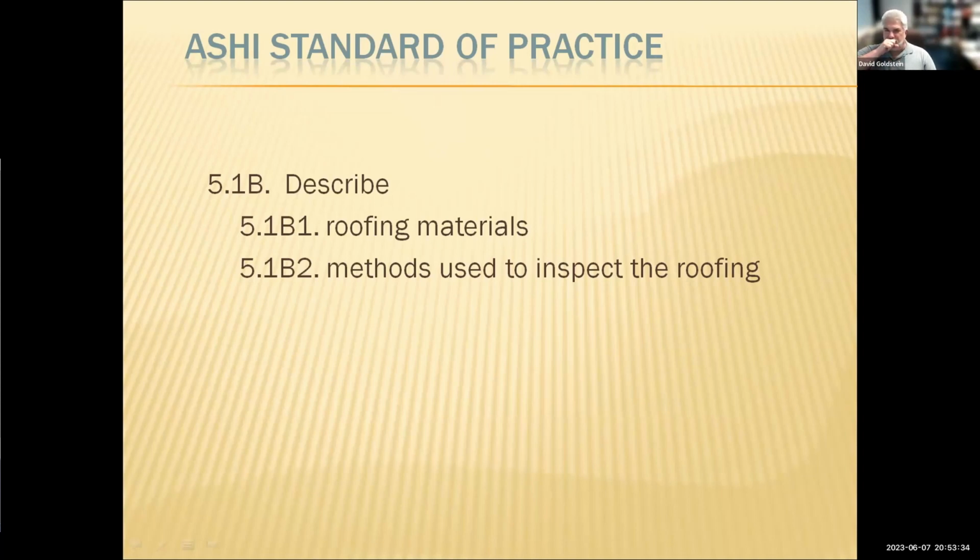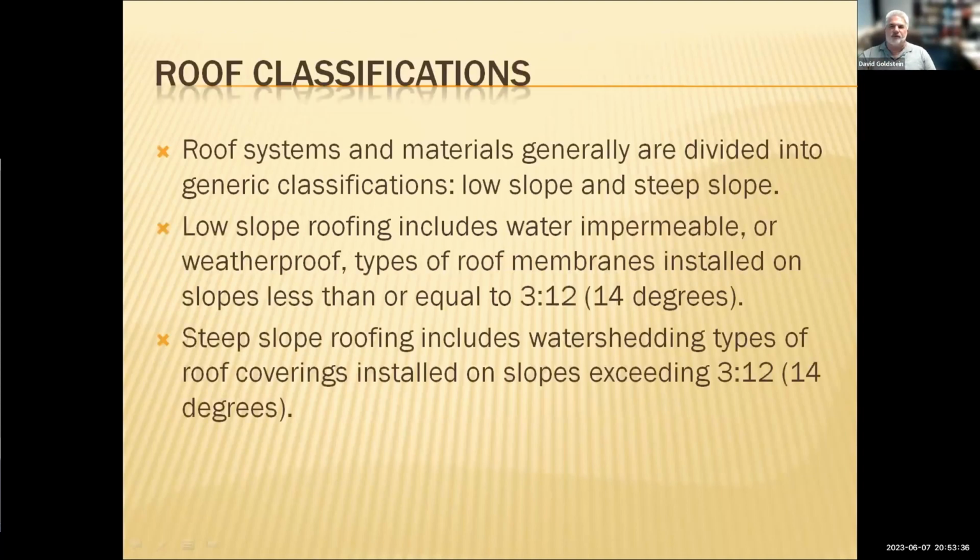All right, roof classifications. Generally speaking, you have two types of classifications, low slope and steep slope. Low slope roofing, and I'm going to show you a chart in a moment to give you a little bit better idea, of course includes the water impermeable, they're supposed to be weatherproof, but typically speaking, it's anything that is equal to or less than 3 in 12. And then steep slope are those that are exceeding 3 in 12.